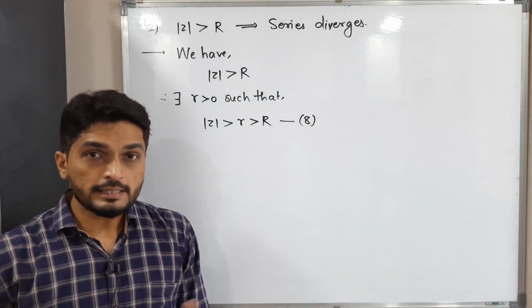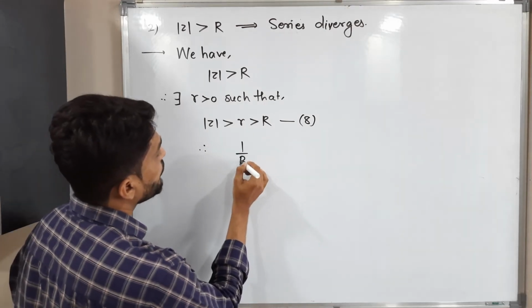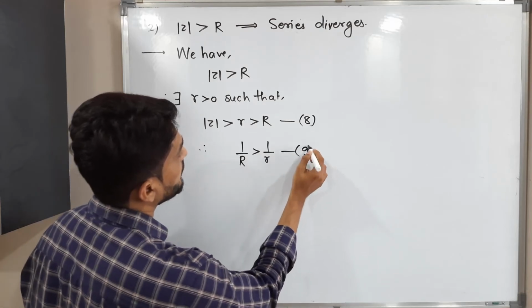Let us take reciprocal of both sides. If you take reciprocal, the inequality will get changed and you will have 1 by capital R greater than 1 by small r. This is inequality number 9.